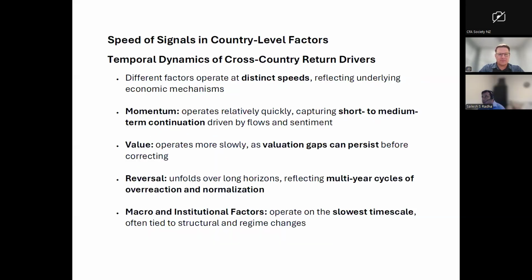In terms of how they operate, in terms of speed, the temporal dynamics of all these cross-sectional factors are similar to what happens in factor-based stock-level investing. Momentum tends to be very, very fast. Value works relatively slowly in the short to medium term. Macro factors or reversals take a medium to long term for realignment. And so timing and horizon matter. Country-level factors or signals vary in speed, requiring multi-horizon frameworks to effectively capture return dynamics.